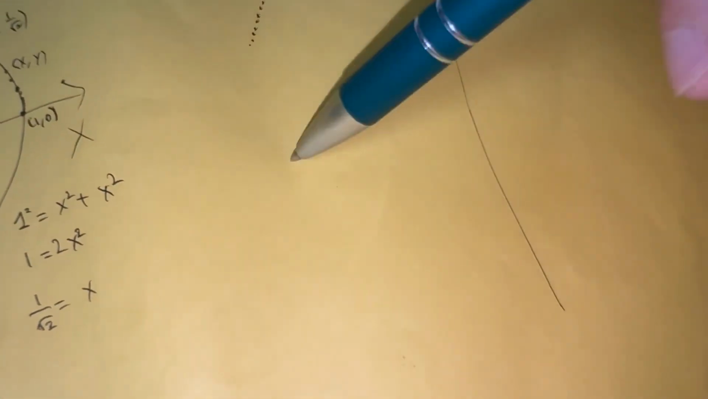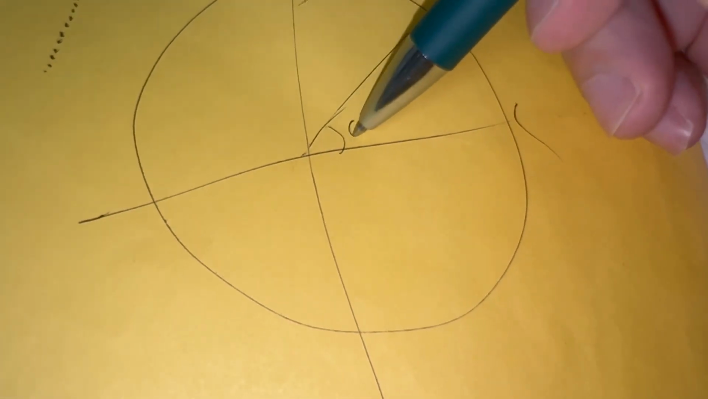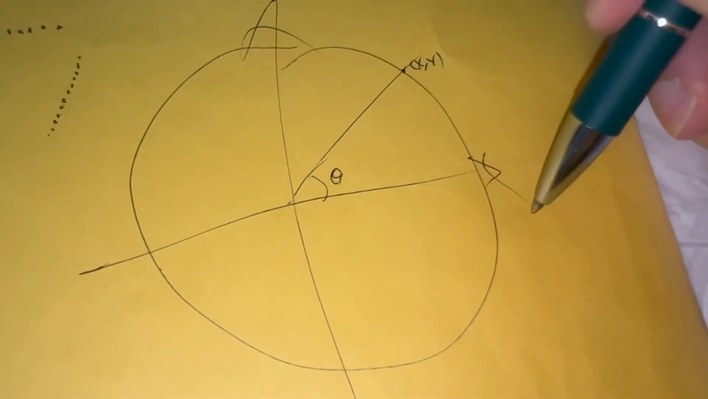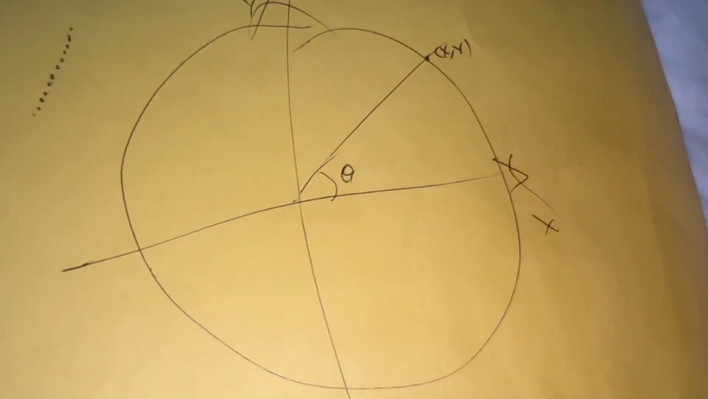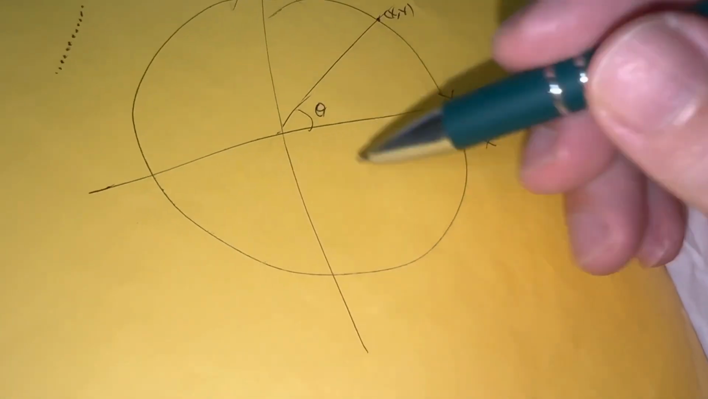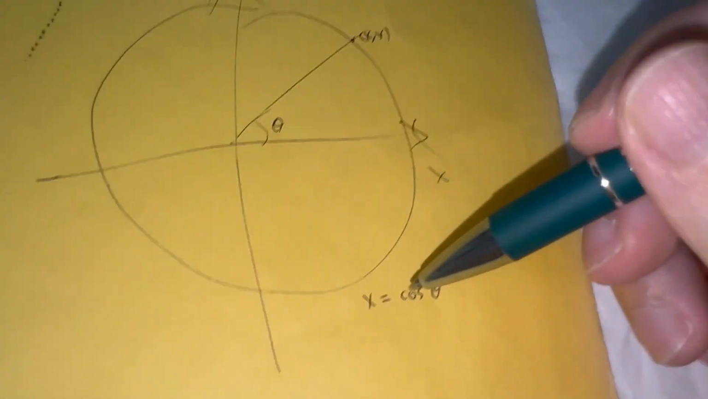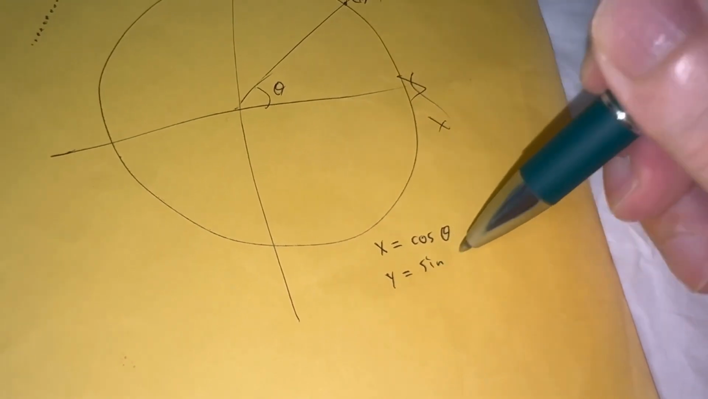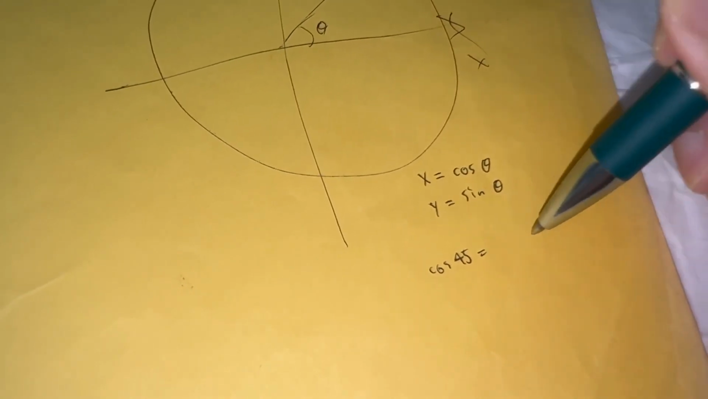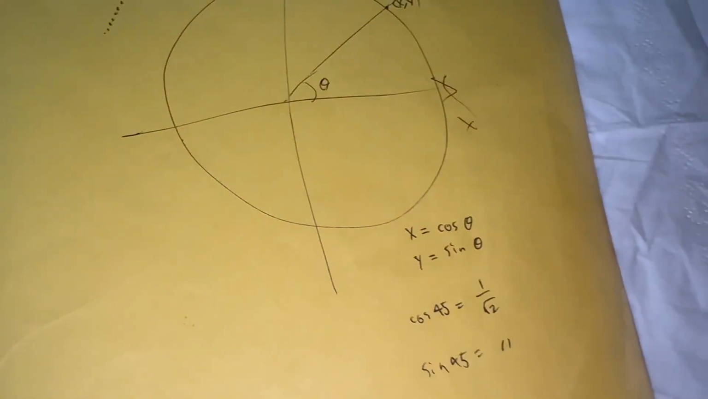So now, from this angle, it calculates xy. That's what we call trigonometric functions. Let this angle be theta. Then x equals cosine theta, and y equals sine theta. So cosine 45 degrees is 1 over the square root of 2, and sine 45 degrees is the same.